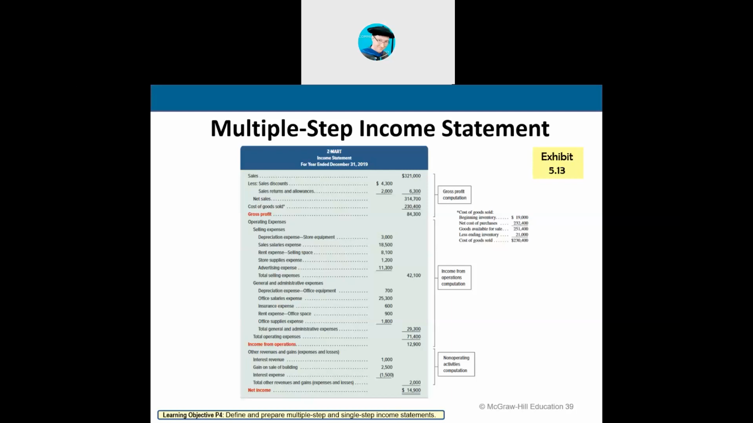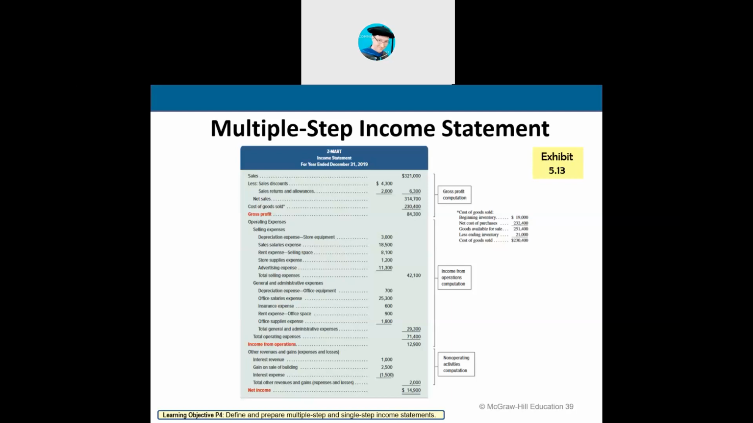Other includes things like interest revenue that you got from a checking account, or you sold some property, plant, and equipment, minus interest expense from a loan that you have or whatever, equals total other. So we have gross profit, minus total operating expenses equals income from operations, plus total other revenue or minus expenses, depending on what it is, equals net income.